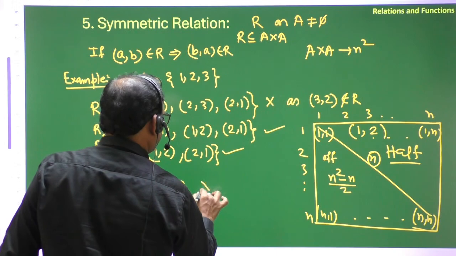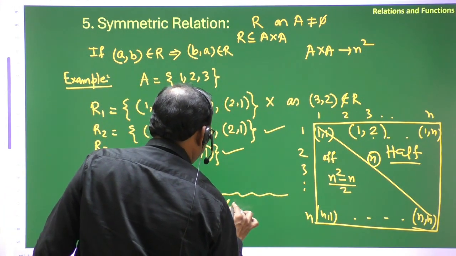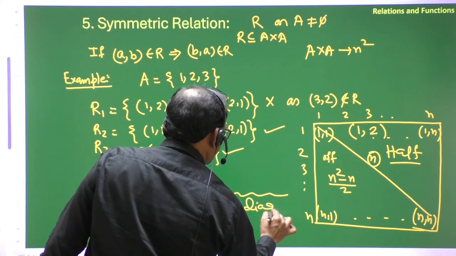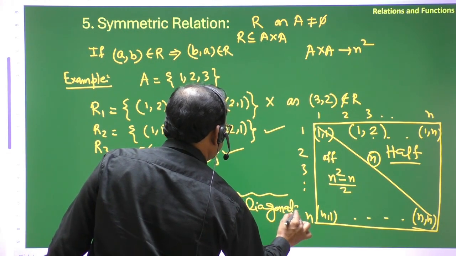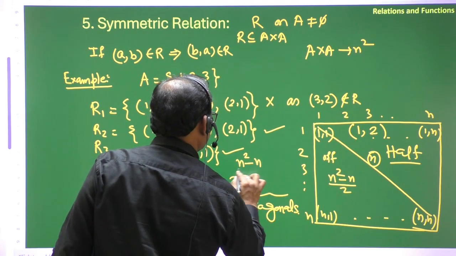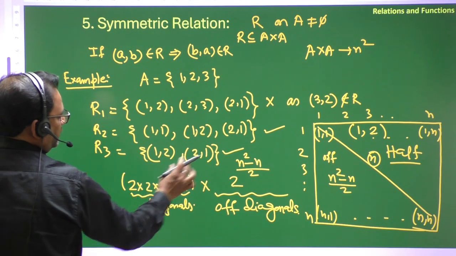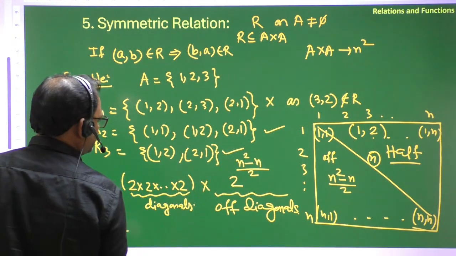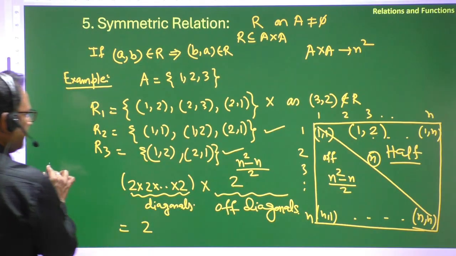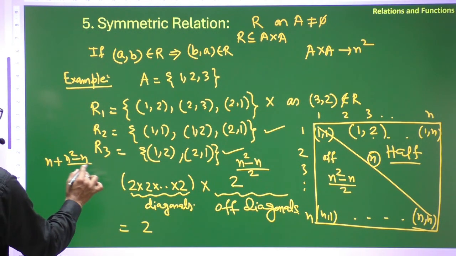So for the off-diagonal elements, how many choices do we have? For each element I have two choices. So it is (n square minus n) by 2 elements. Therefore it is 2 power n times 2 power (n square minus n) by 2. So when you simplify, the power will be n plus (n square minus n) by 2.